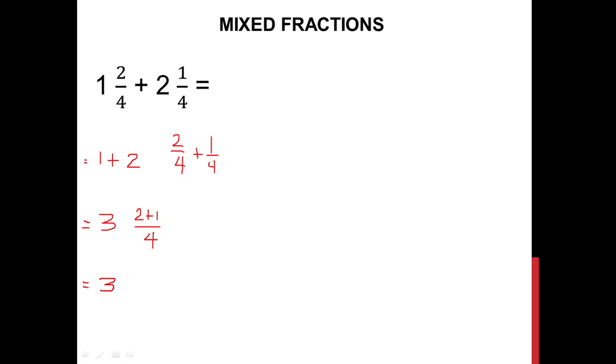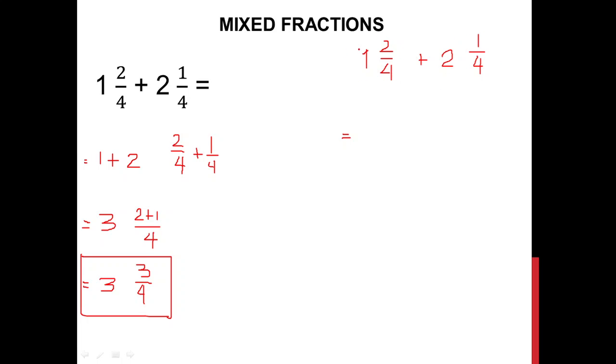So you have here 2 plus 1, that's 3 over 4. So this will be our answer. Now the second technique is we need to transform each mixed fraction to an improper fraction. So I'll go ahead and write this one first, the given 1 and 2/4 plus 2 and 1/4. So first, we need to transform each mixed fraction to an improper fraction.